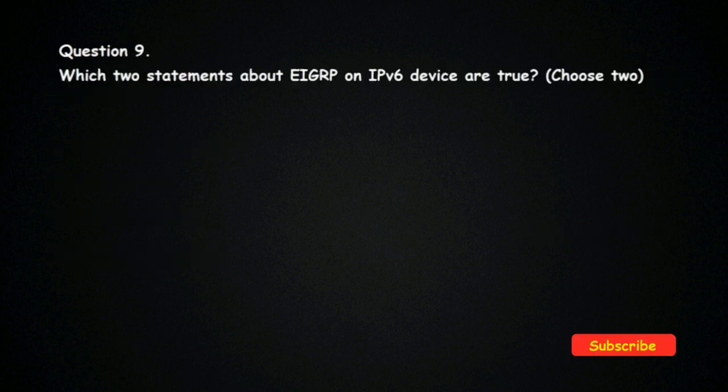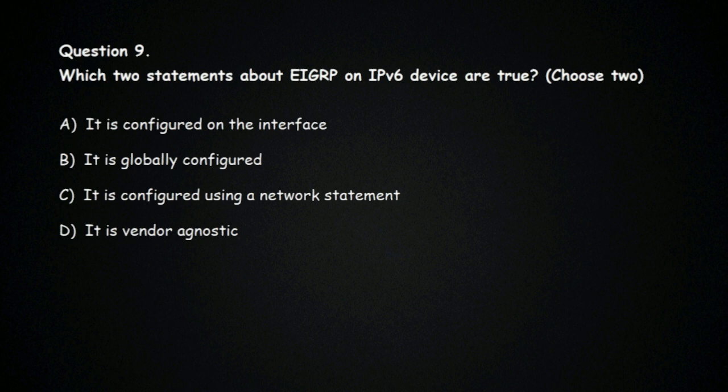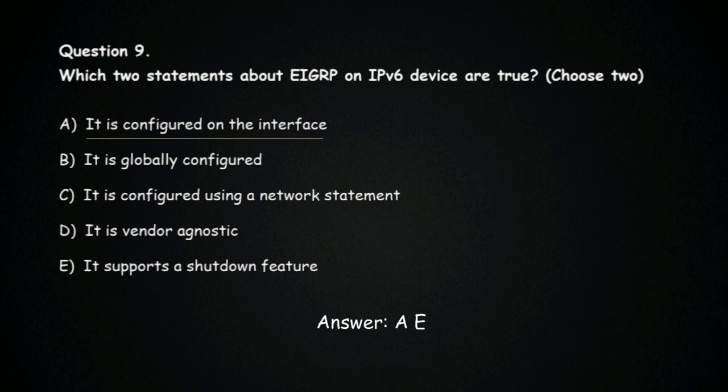Question 9. Which 2 statements about EIGRP on IPv6 device are true? Choose 2. Options. Answers are A and E. It is configured on the interface and supports a shutdown feature.